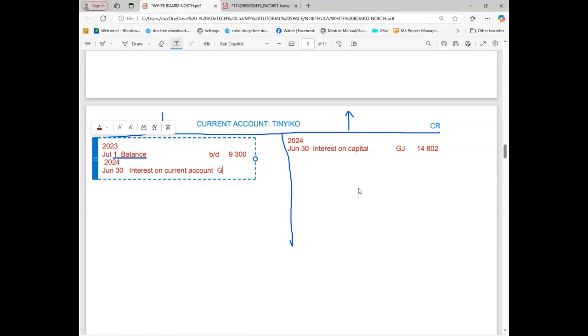And we just say GJ. How much? 558. So 5, 8. Yeah, please, I want you to remember this, because we're doing this because the balance was unfavorable. If it was favorable, we'd be putting it on the credit side as well.